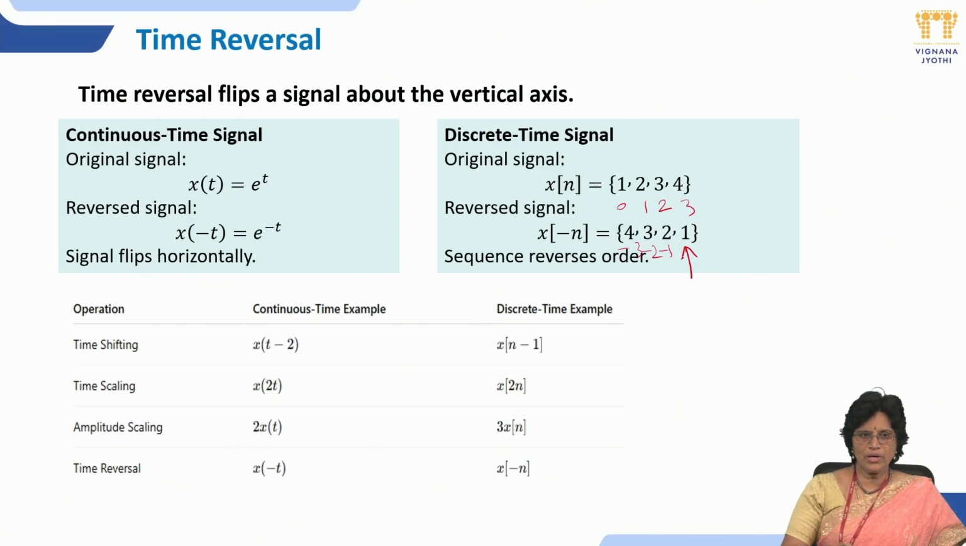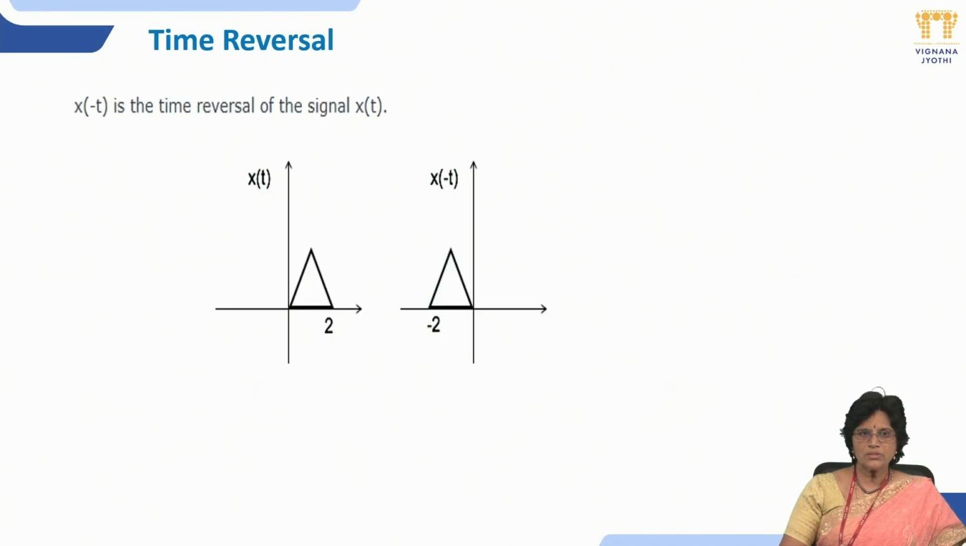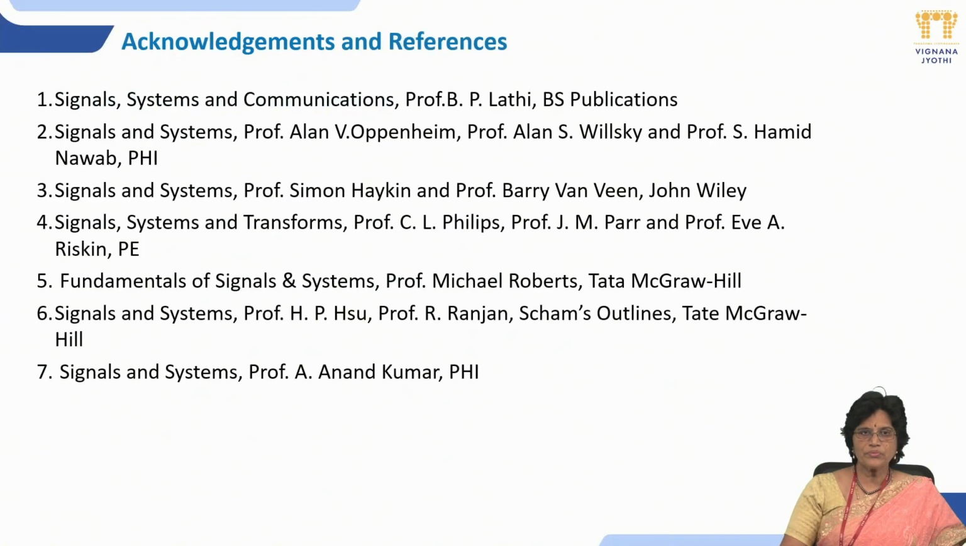Okay, we have already discussed all these things: time shifting, time scaling, amplitude scaling, time reversal. All these concepts are very, very important, not only for this course, but even in DSP and image processing, we are going to use these concepts. All of you try to concentrate and learn well. So, an example for time reversal: exactly opposite, it will change. Previously it went up to 2. Now when you flip, the signal goes to minus 2.